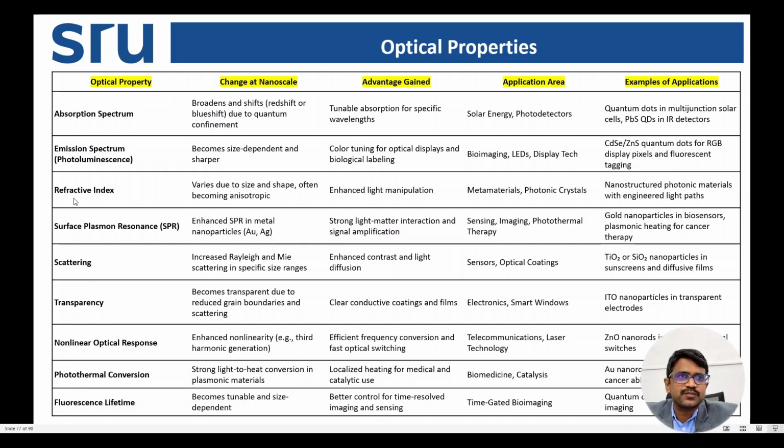So the next property, refractive index. Refractive index varies due to size and shape. Okay, size and shape.